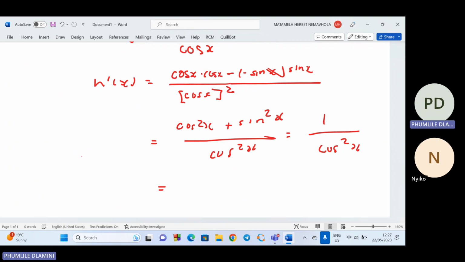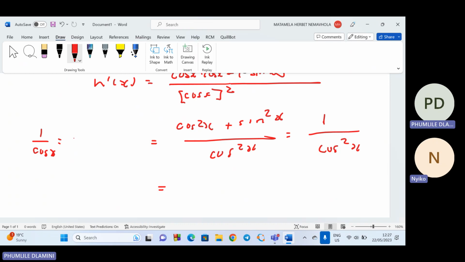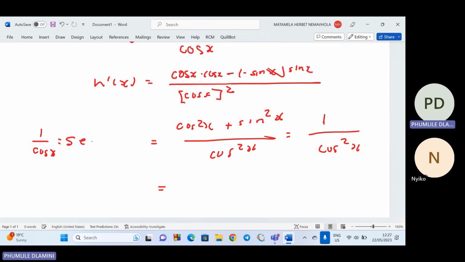We know that the reciprocal, 1 over cos x, equals sec x. So if it equals sec x, okay, let me just write it properly. Equals sec x. So now, which means this is going to be sec squared x.